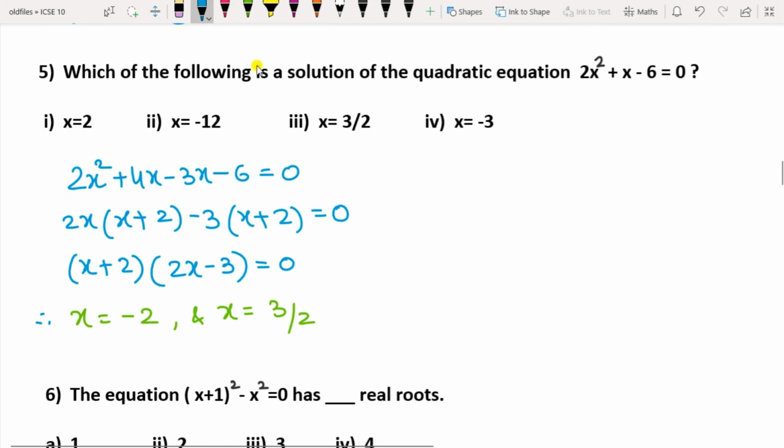Question 5 here is, which of the following is a solution of the quadratic equation 2x square plus x minus 6 equal to 0? So it's a very simple question. This is a quadratic equation, just solve it by factorization method and you get the value of x as minus 2 and x as 3 by 2. So one of the roots has been given here, that is x equal to 3 by 2. So option 3 is the correct option.